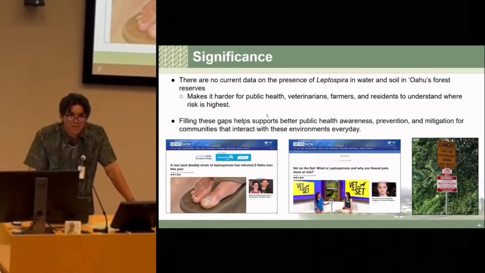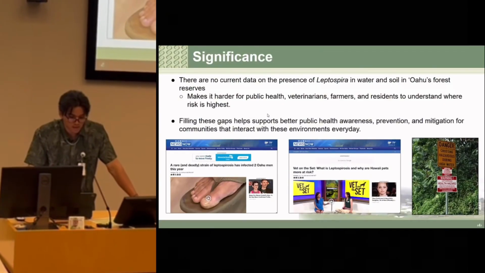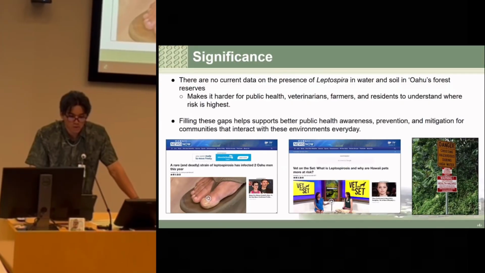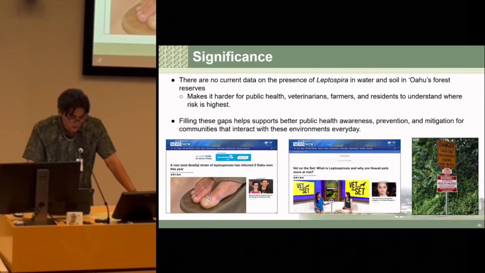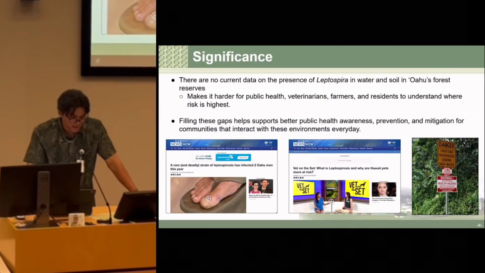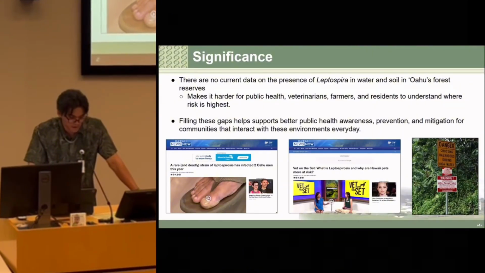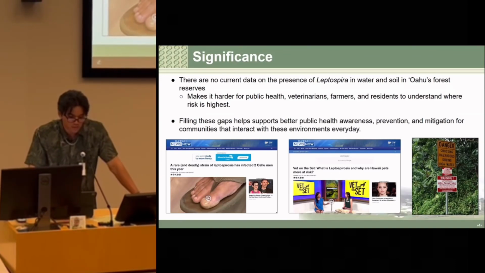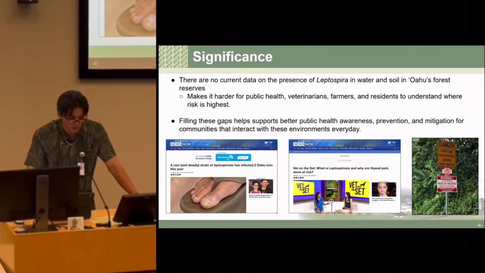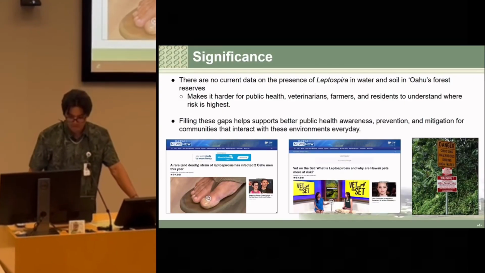What makes this project important is that currently leptospira prevalence is typically seen in only water samples, and that the data for specific variables and locations such as analyzing soil and Oahu's forest reserves are few, which makes it harder for clinicians, farmers, and residents to understand where risk is highest. This leads to more problems such as underdiagnosis or underreported infections, which at worst can cause organ failure and death. In this battle against leptospirosis, my project fills these gaps to better support public health awareness, prevention, and mitigation for communities that interact with these environments every day.